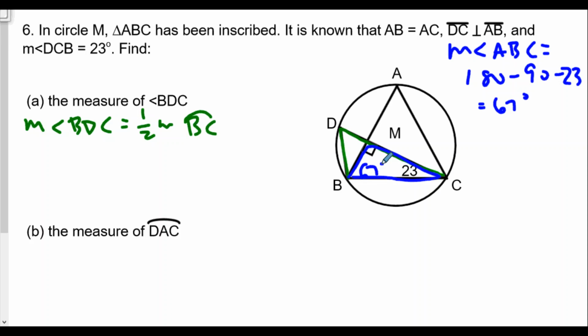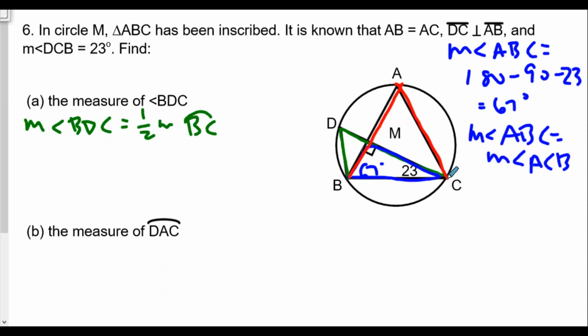Now the other thing to know is that the measure of angle ABC is equal to the measure of angle ACB, because in a triangle, if two sides are the same measure, the angles opposite them must be the same measure. Here we have these two sides, AB and AC, that are congruent. Well, this is an isosceles triangle.